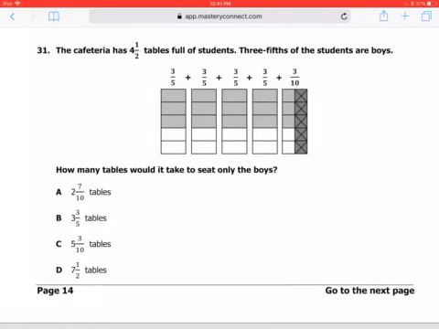32. Mrs. Baker has 75 pounds of potting soil. She wants to distribute the potting soil evenly among 8 gardens. How many pounds of potting soil will each garden receive?